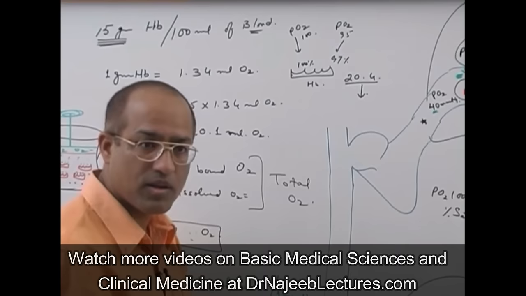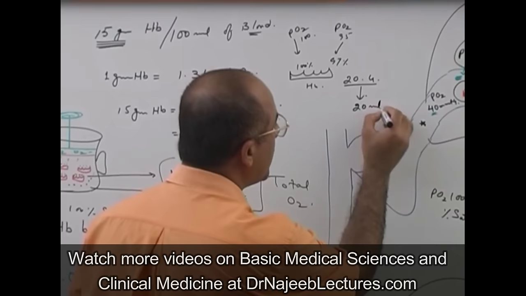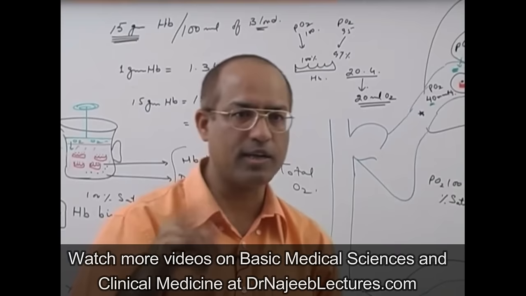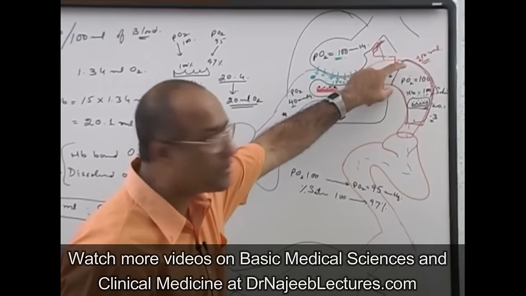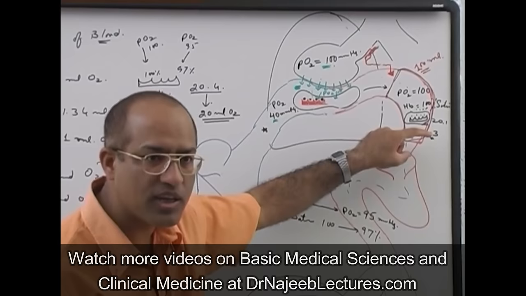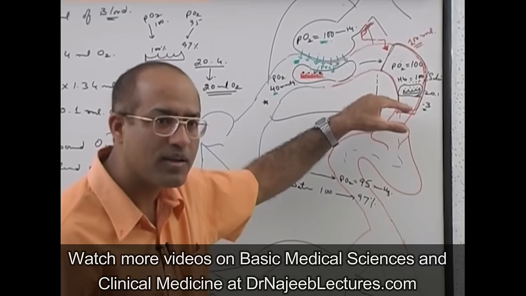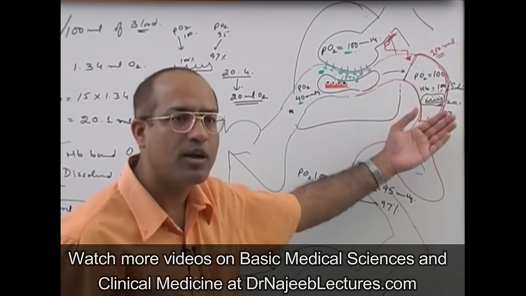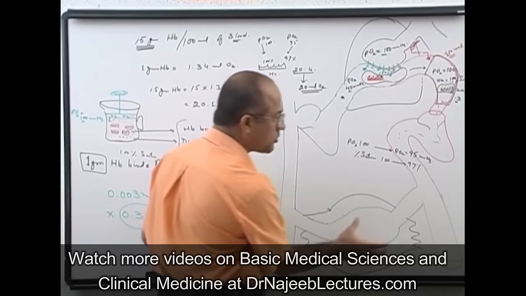Is that right? We can say approximately 20 ml oxygen is carried by 100 ml blood. Again, let me repeat it. What is happening? Look, here it was fully oxygenated. This was less oxygenated. When both of them mix, do you think in every 100 ml of the blood, oxygen content will go up or down? Content of oxygen will go down. So from 20.4, it may become 20 ml. Is that right?